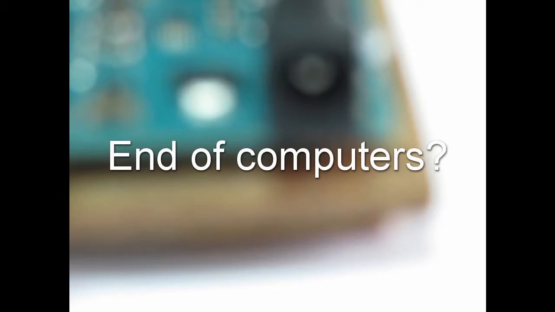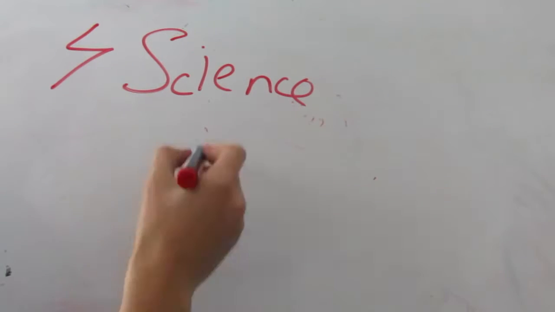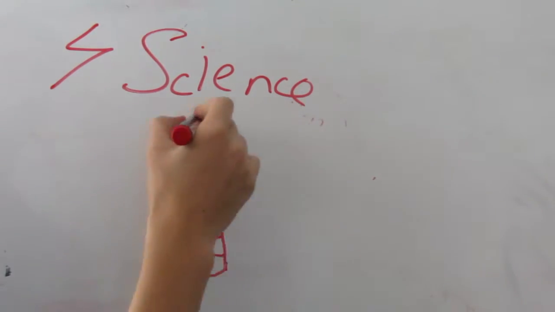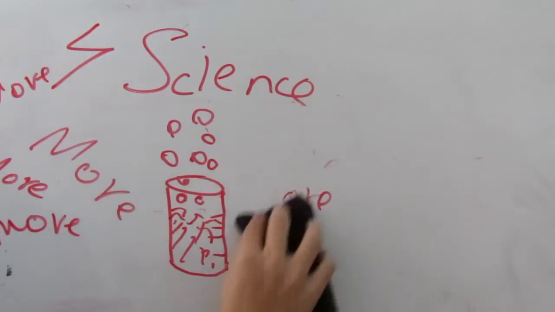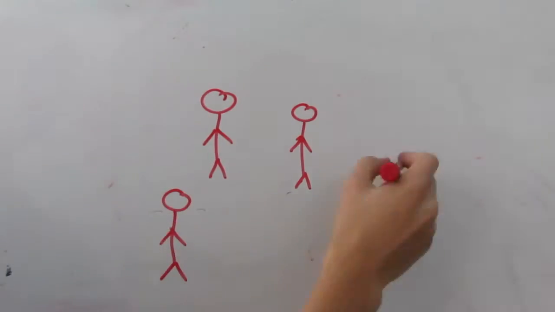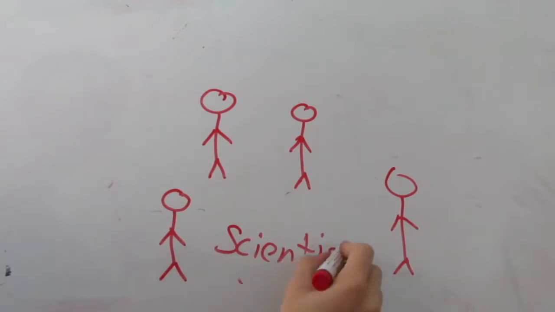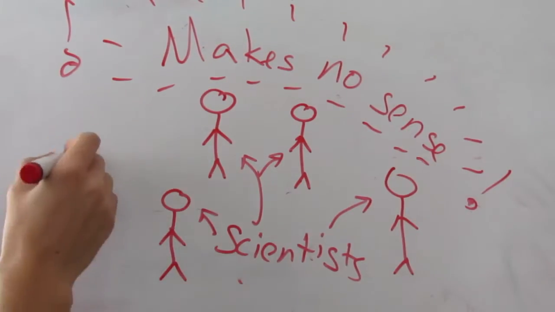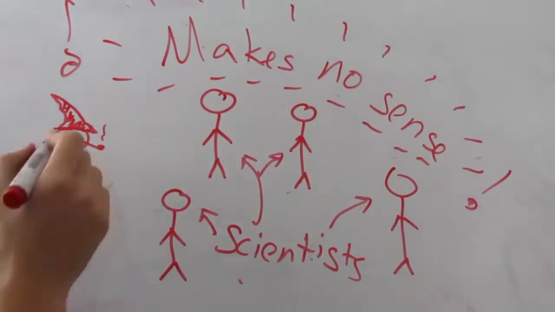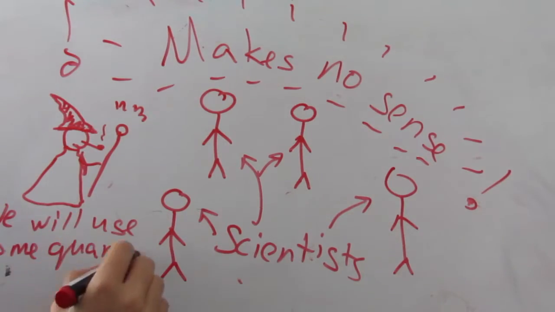Does this mean the end of computers? Well, not exactly. It took a lot of science and thinking, and we realized that we can use the same quantum mechanics that stops us to create a new, better type of computer, just with the use of some sort of quantum magic. Let's take a closer look.